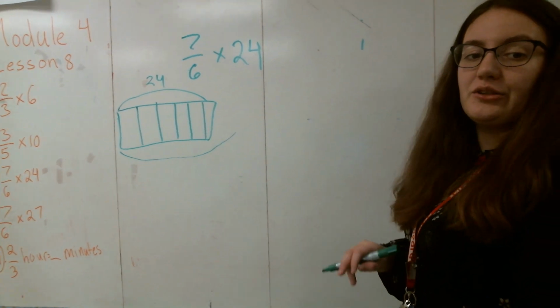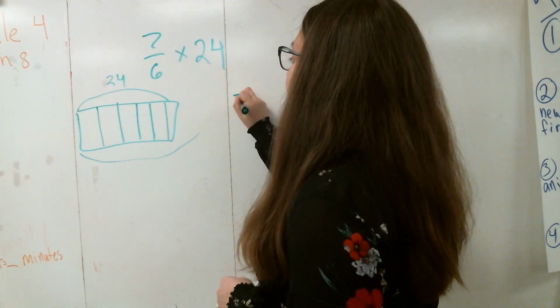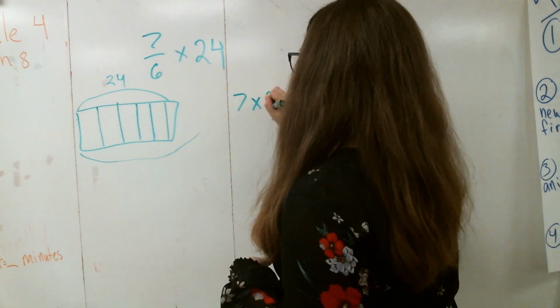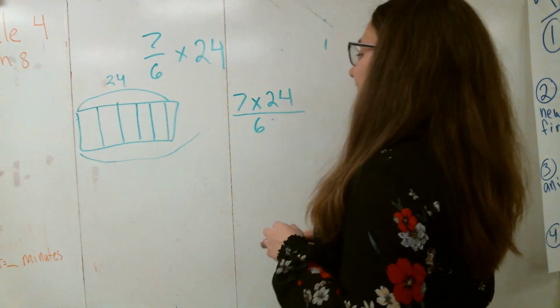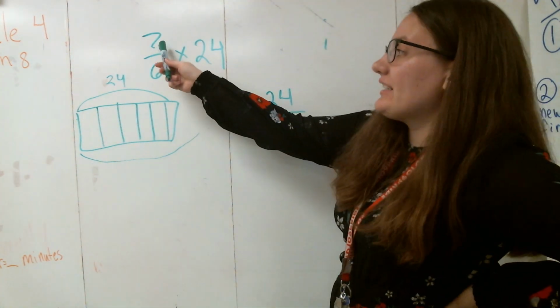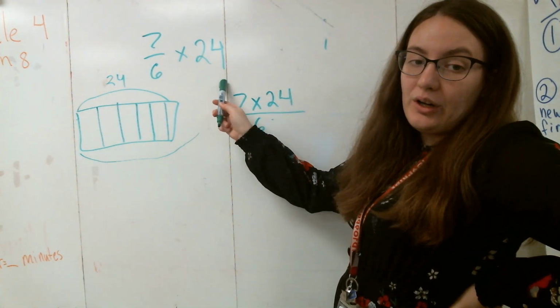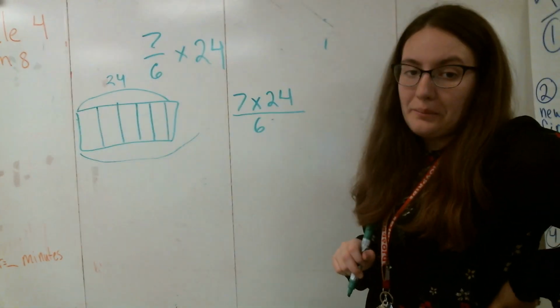So let's try that. For this problem, I can write this as a multiplication problem all together. So I'm going to do that. I have 7 times 24 over 6. And what I now have is, remember, I did 7 times 24 for my numerator, and then 6 times 1, that invisible 1 that's always there, for my denominator.